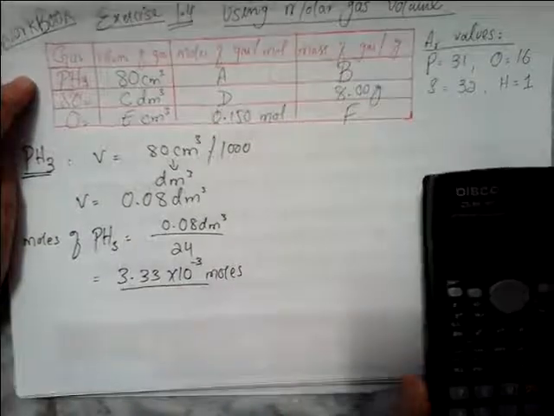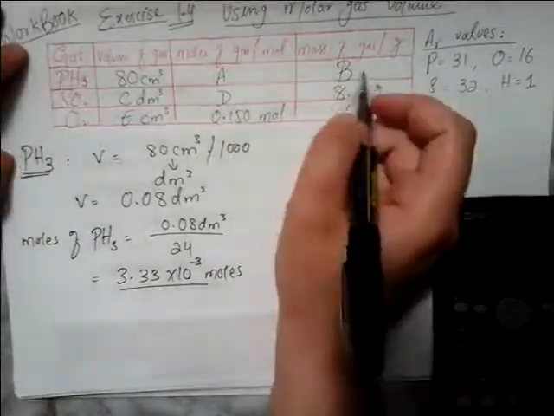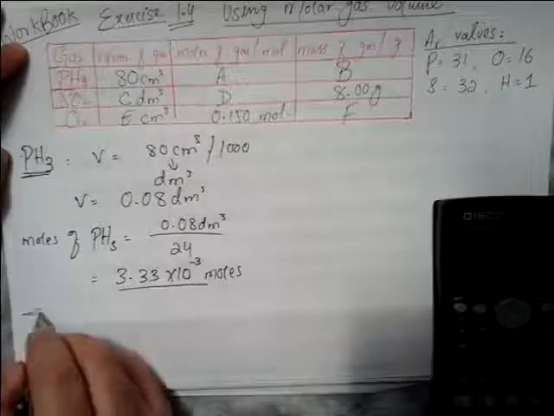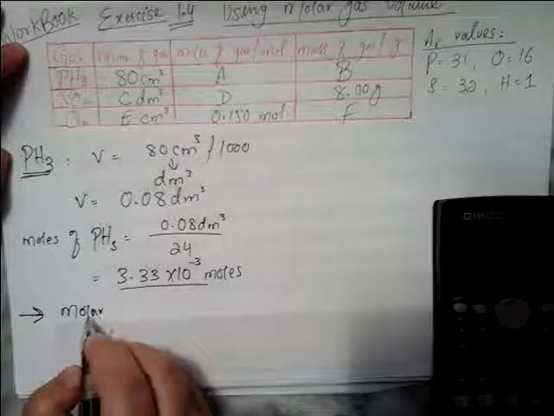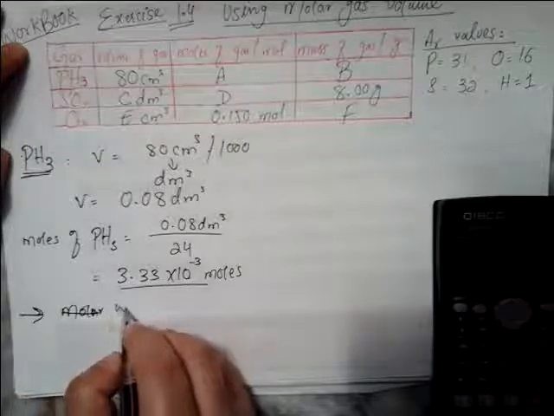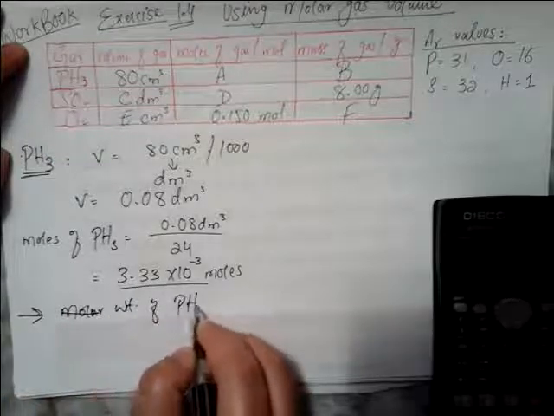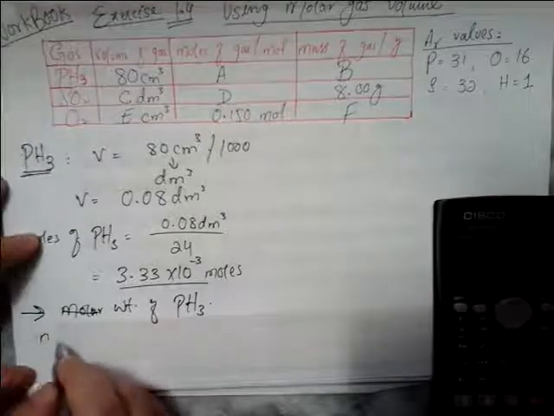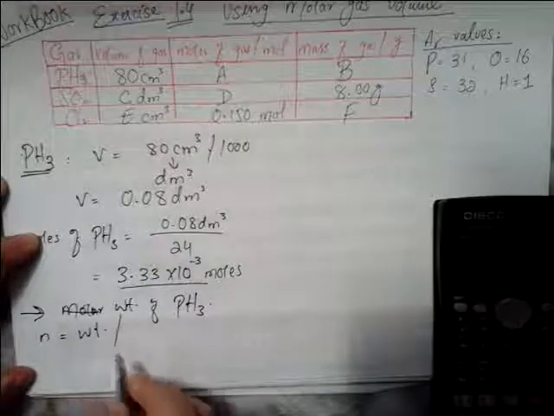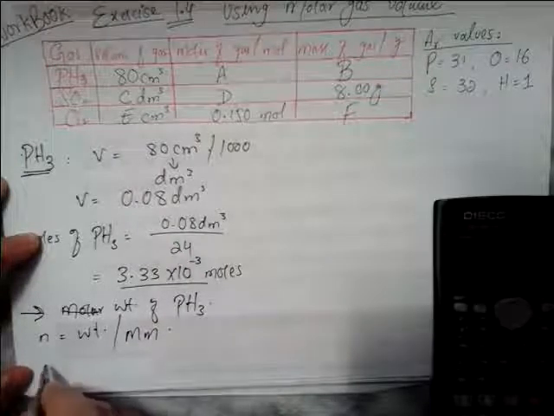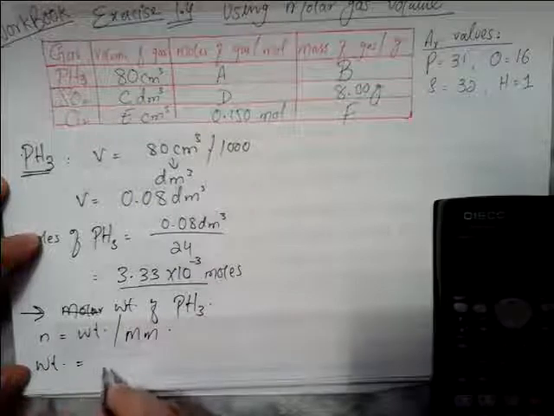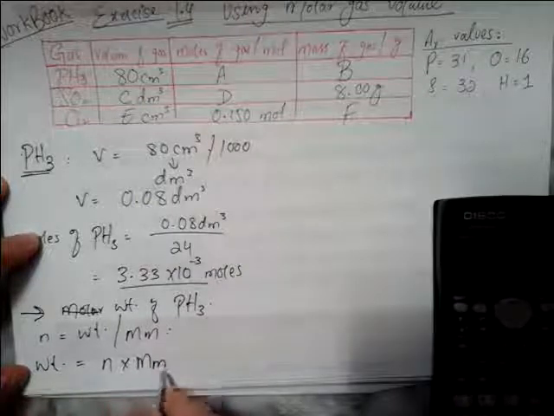Second, the mass of the gas you have to find, mass in gram. You have to find the weight of PH3. Definitely we have found the moles. So we know that moles is equal to weight divided by molar mass. So weight is equal to n multiplied by molar mass.